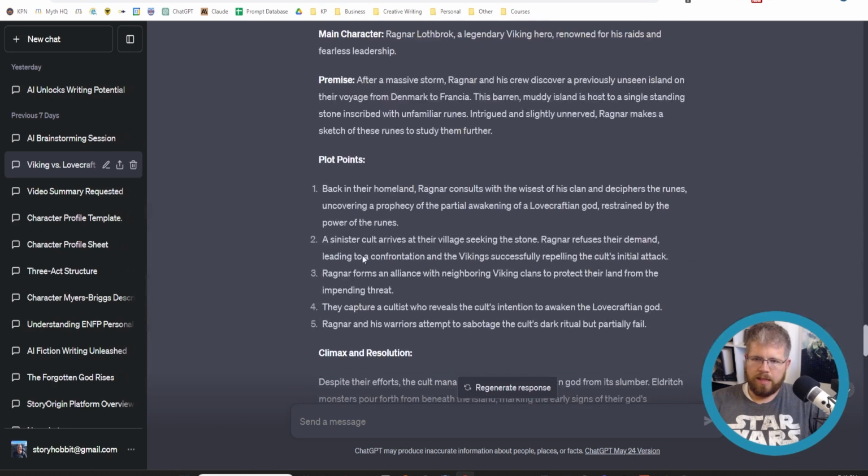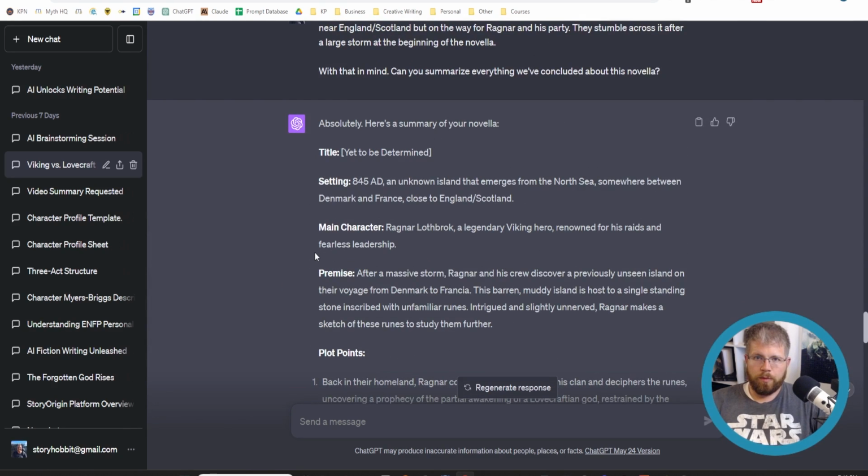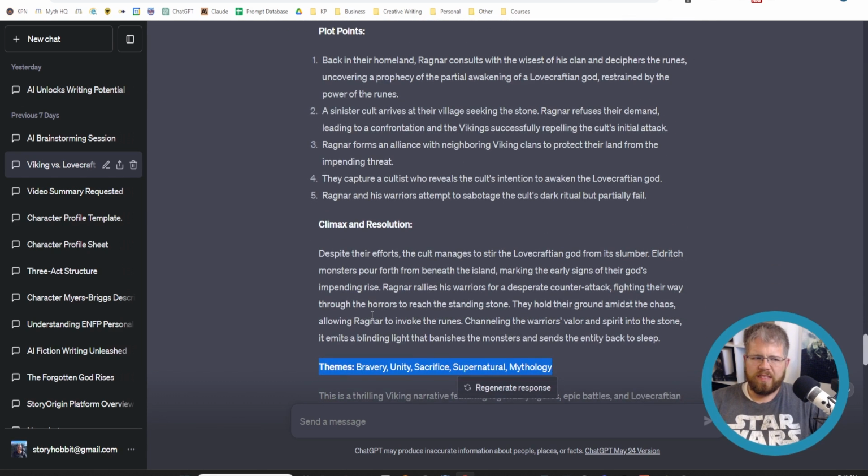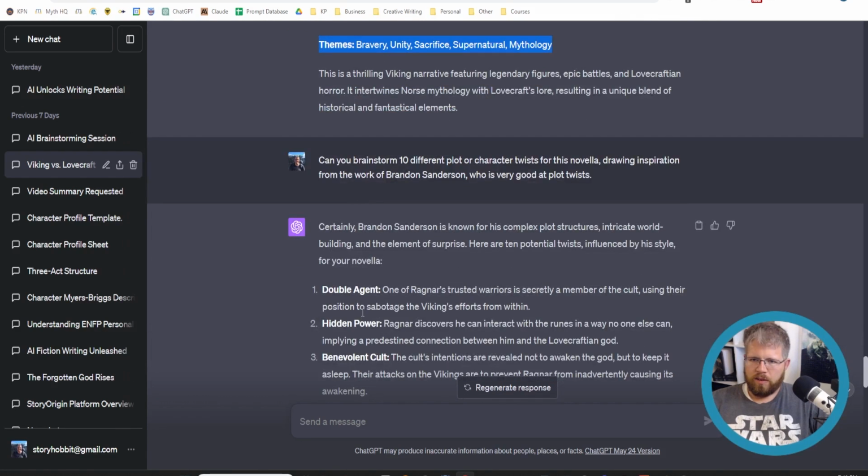And I actually really liked this format. It was a really good summary. And I've noticed so far that ChatGPT seems to be better at this sort of thing than Claude, at summarizing and categorizing information in a way that is easy to read and scan through. That's just one of those little things that I noticed.